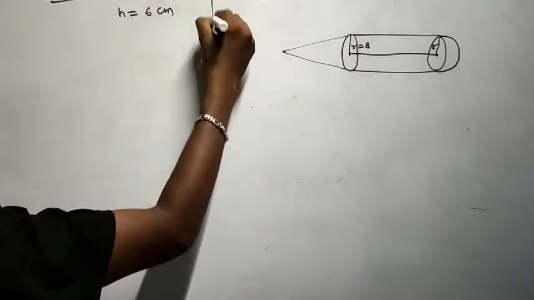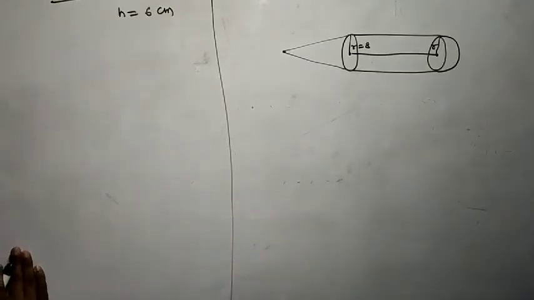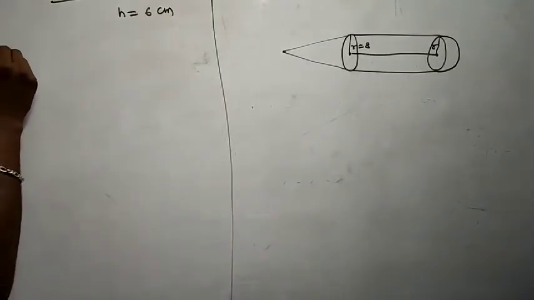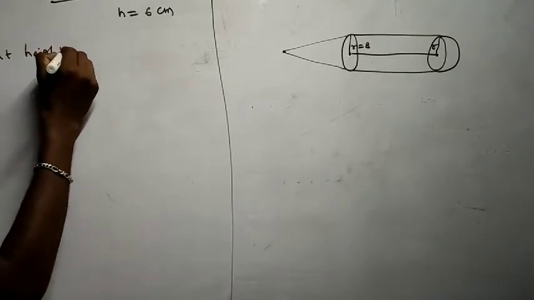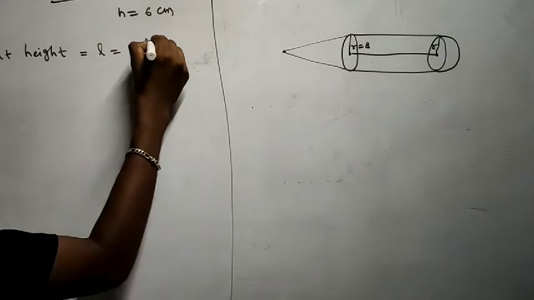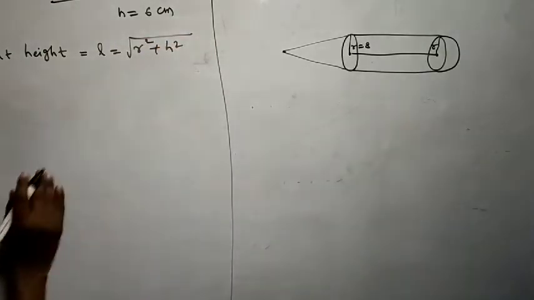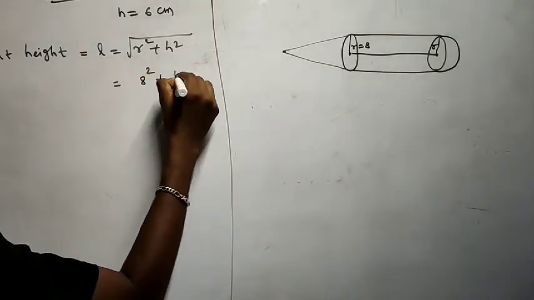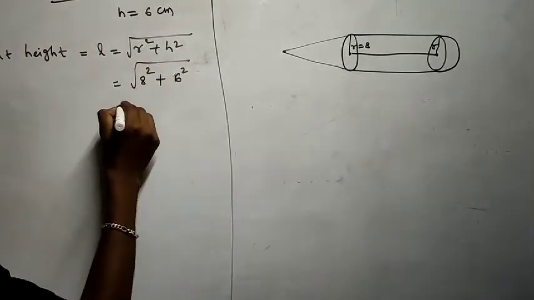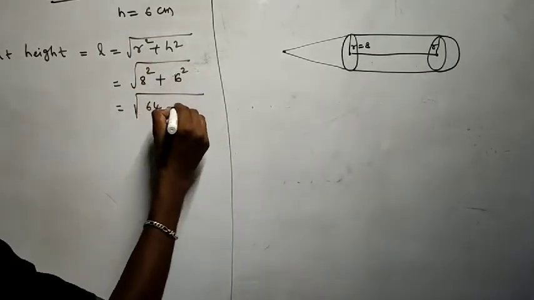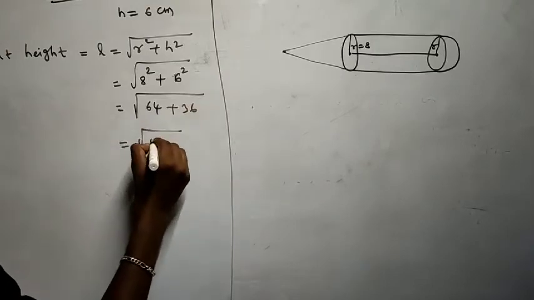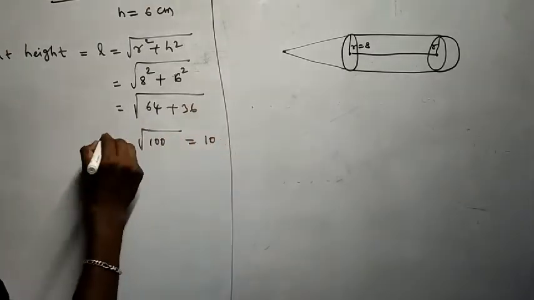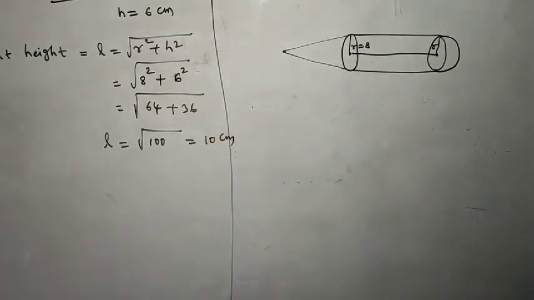I am talking about only the cone portion. Then the slant height l is equal to the square root of r square plus h square. So r square is 8 square plus h square is 6 square. 8 square is 64, 6 square is 36, and the square root of 100 gives the answer 10. So the l value is 10 centimeters. Now what I want to do is the CSA of the cone.